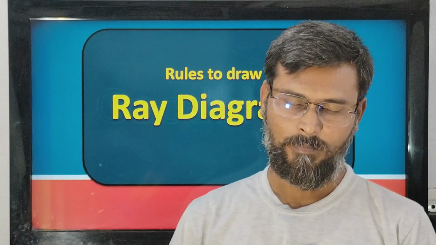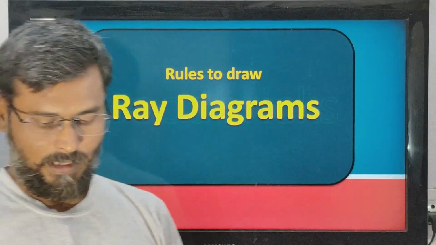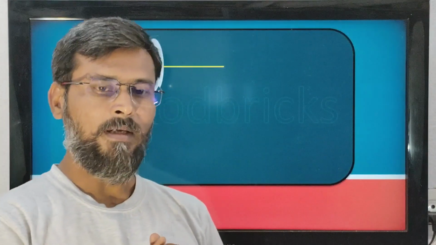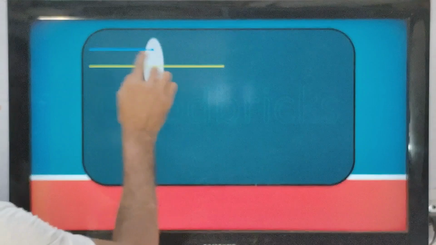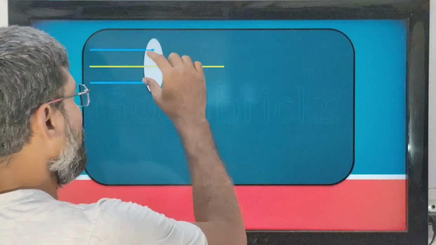I think all of you know drawing ray diagrams is the most important topic of your class 10th physics. So now we are going to discuss rules to draw ray diagrams. And if you see here on the screen, we have a double convex lens. Now there is an incident ray which is parallel to the principal axis. Let us take one more incident ray. This is also parallel to the principal axis. Now what happens to these two incident rays when they are coming and falling on the lens?